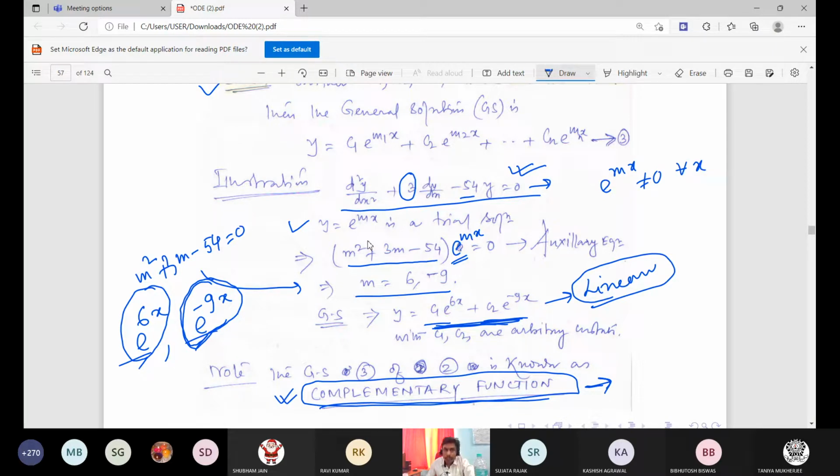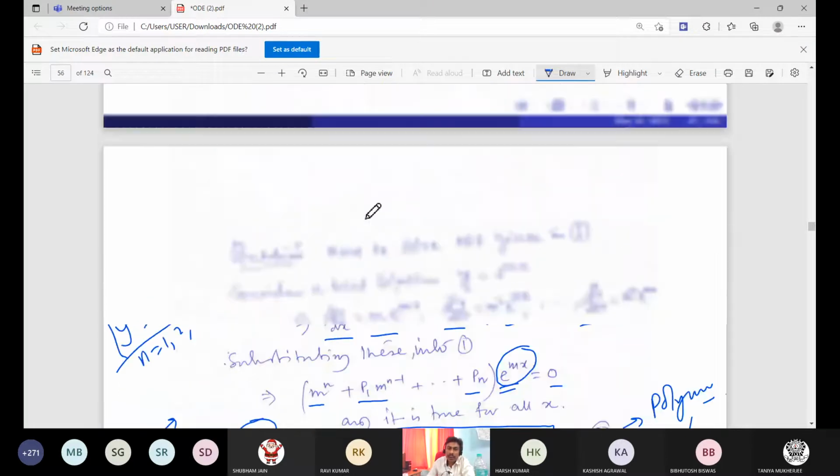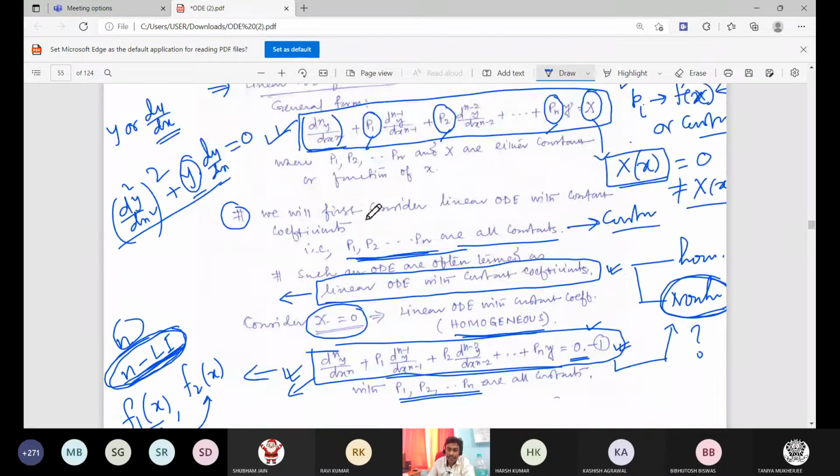Sir, one thing. How are you able to represent it like C1 e to the power 6x plus C2 e to the power minus 9x? Yes, your question is a very good question. Let me tell you what the equation is that you are considering here. It is linear in nature.